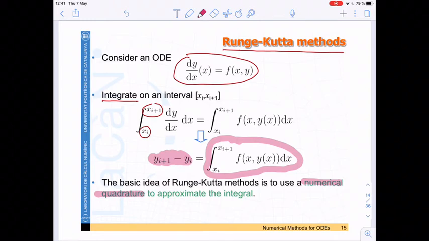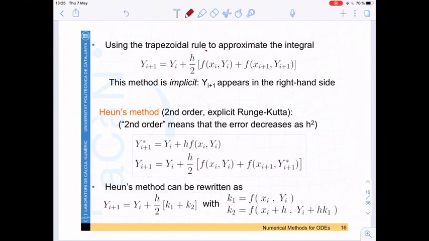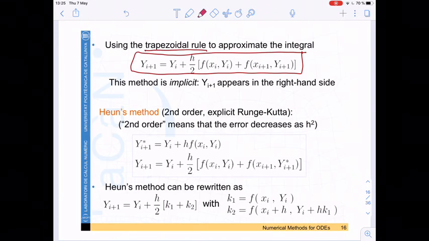Okay? So we clearly connect to everything we learned about numerical integration in our previous unit. For instance, we may use the trapezoidal rule to compute this integral, okay? And then we obtain this expression here. Note how we are using x_i and x_i plus 1 as integration points. And note also that this method is implicit in the following sense. We want to compute y_i plus 1, but we need to evaluate in the right-hand side f at y_i plus 1. Okay? So Heun's method is an explicit version of the trapezoidal rule that is second-order accurate, which means that the error decreases as h squared.